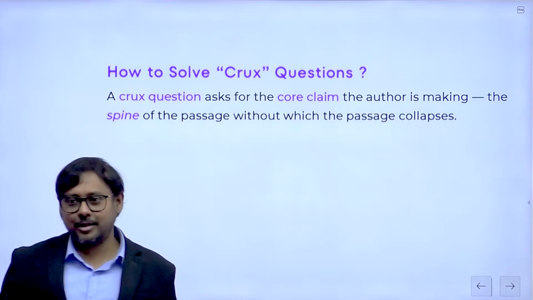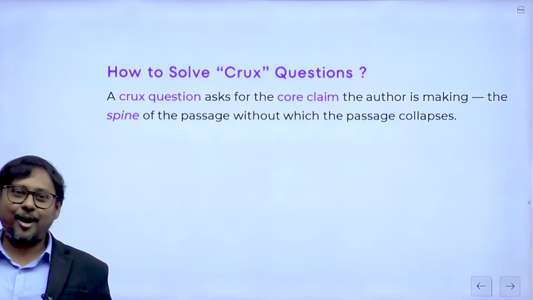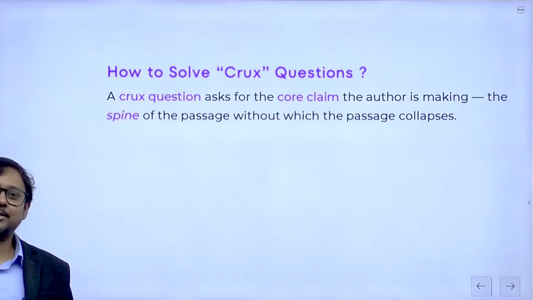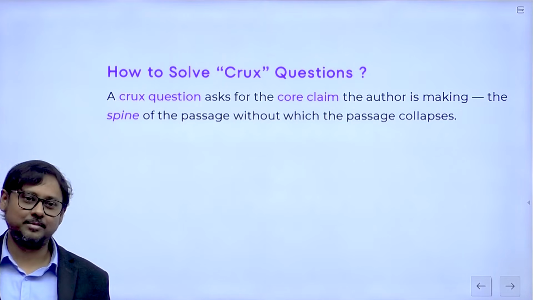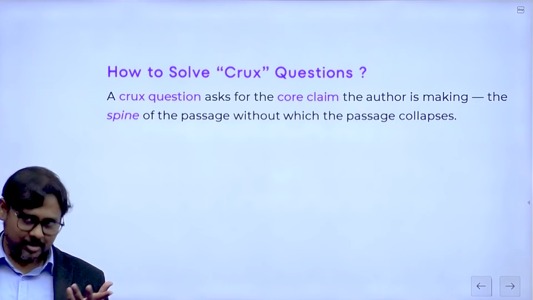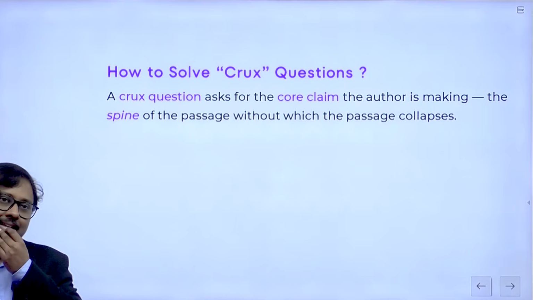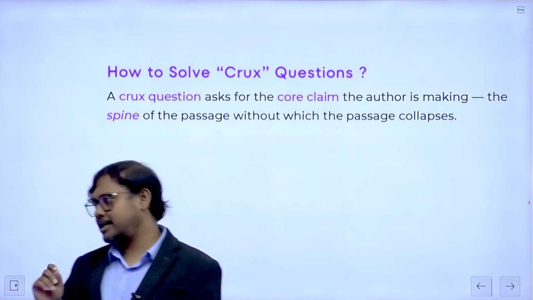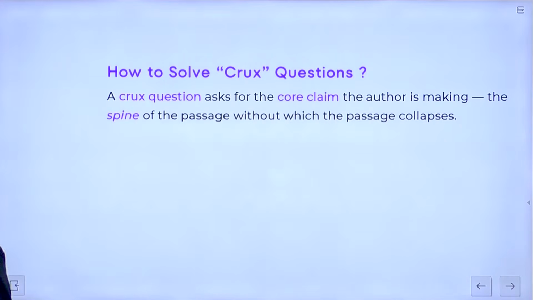So crux, what does this word mean, crux? And how many of you still have this confusion between crux and message, and think that crux and message are the same? Okay, so they are not, right? Message we will take up tomorrow, but I'll tell you what the difference is. There's a very minor difference. The difference is this.